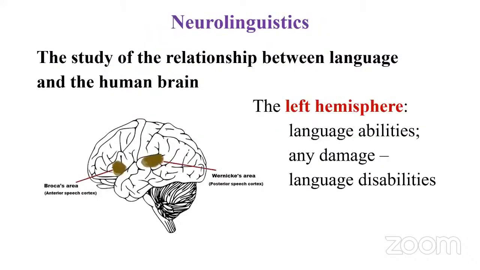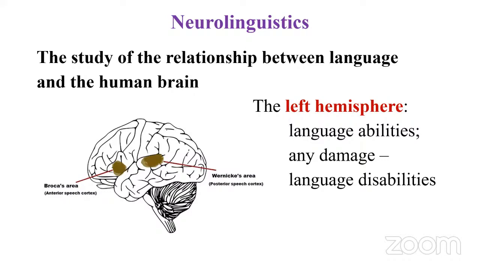The question is from neurolinguistics, one of the branches of linguistics, not a core branch, but kind of a sub branch. Neurolinguistics is the study of the relationship between language and the human brain. Science says that the left hemisphere of the brain is associated with language abilities. If some damage is done to that part, it can result in language disabilities. We may not understand or we may not produce speech.